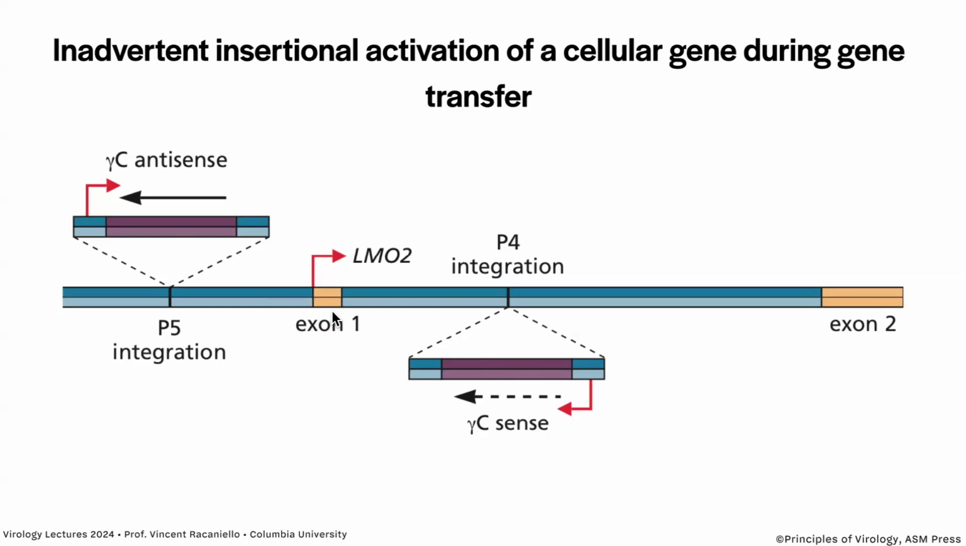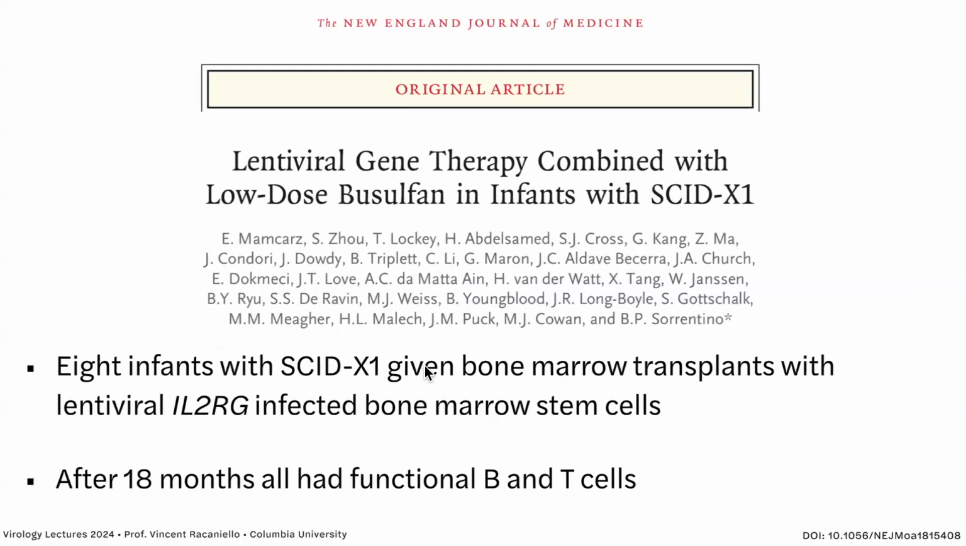These integrated near this gene called LMO2, which is an oncogene basically, and is involved in the various leukemias that these children got. And so the promoter, or the enhancer within the promoter, is activating this gene when it shouldn't be activated. And so the solution was to make retrovirus vectors where the LTR is inactivated. So this doesn't happen anymore. So this has been fixed.